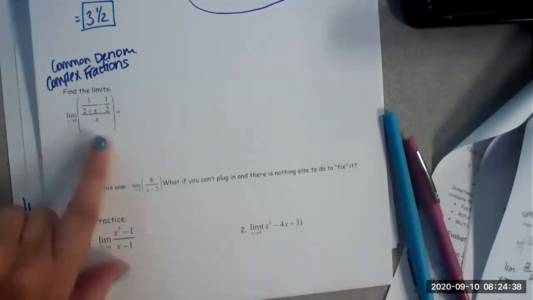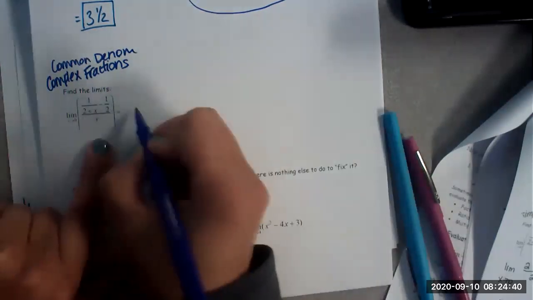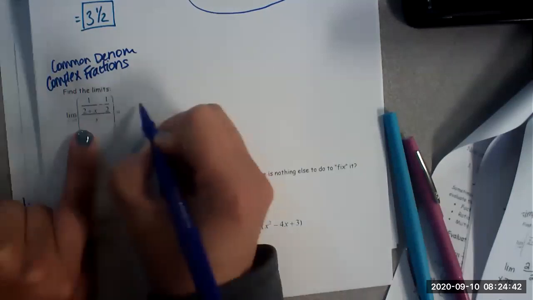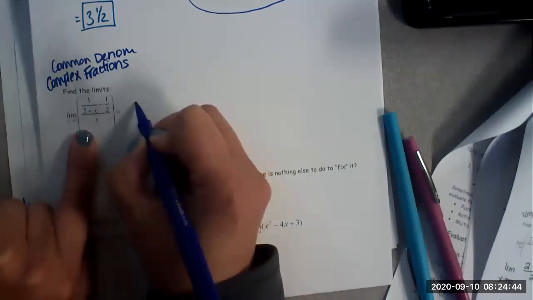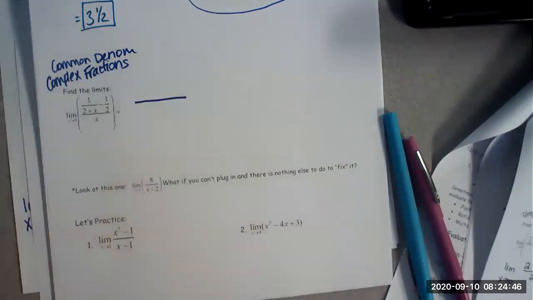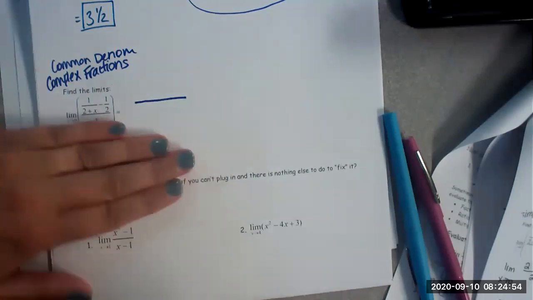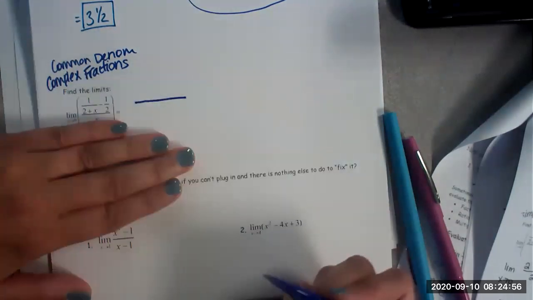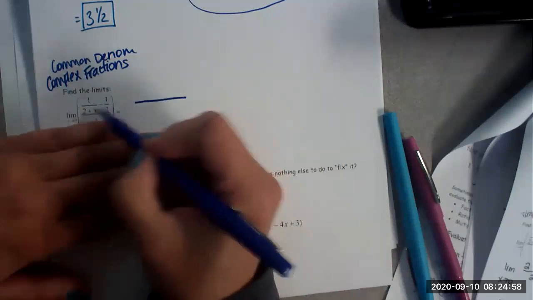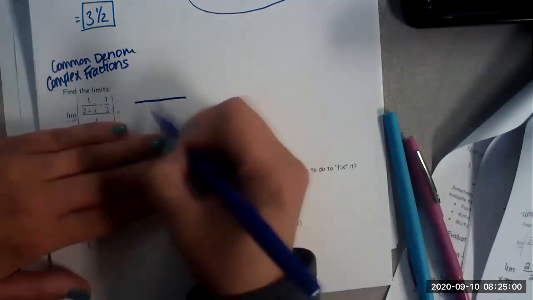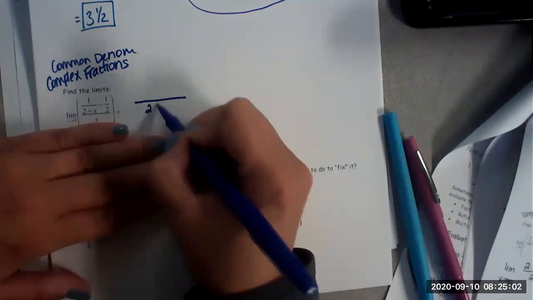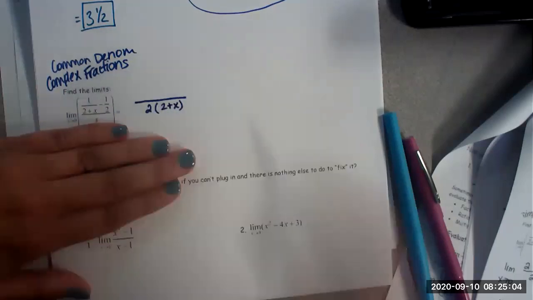So what you have to do, I always start, we're going to worry about the top first. So draw a fraction bar, okay? And I don't know how much y'all remember about getting common denominators with fractions, but we're not worried about the x on the bottom. We're worried about these two fractions. The common denominator between this and this is just going to be the two things multiplied together. 2 and 2 plus x. I just would rather have the 2 in the front, but it doesn't matter.